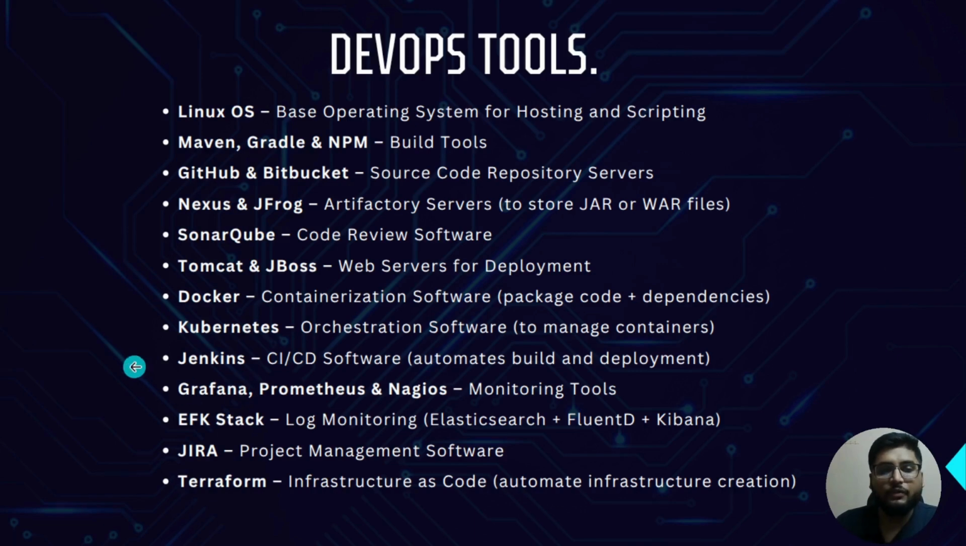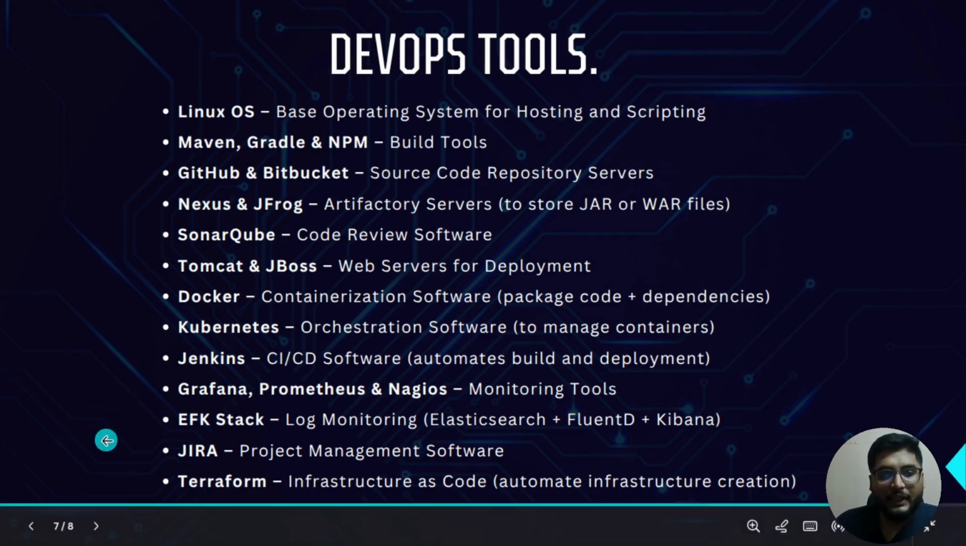Next one is Jenkins. Jenkins is a CI/CD tool, for continuous integration and continuous deployment. Jenkins automates the entire build and deployment. Next are Grafana, Prometheus, and Nagios. These are monitoring tools. Next one is the EFK stack. The EFK stack is also a monitoring tool, but in a centralized format. E stands for Elasticsearch, F stands for Fluentd, K stands for Kibana.